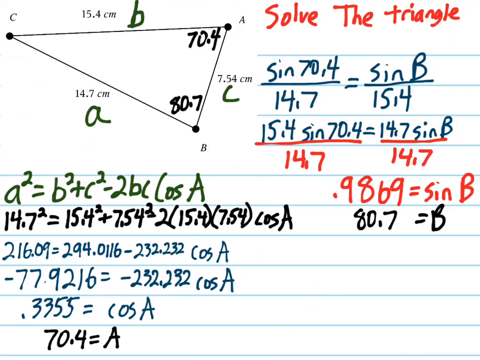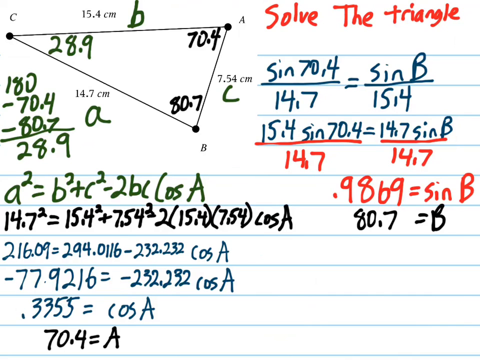The quickest way, though, is I know how many degrees are in the triangle. So I'm just going to set it up and say, let's take the 180. Let's subtract the 70.4. Let's subtract the 80.7. And that gives me 28.9. And that's my final angle. So now I have all three angles. I was given all three sides, so I have solved the triangle. All right, that is law of cosines.